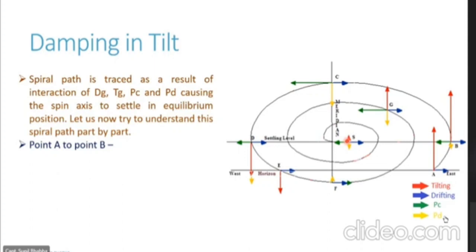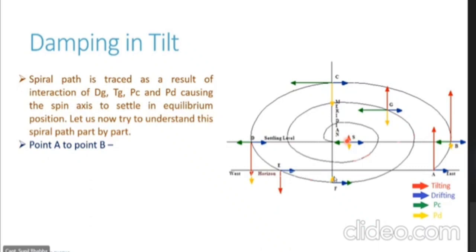Now, beta, if you look carefully, the only new force introduced is the damping precession, that is the yellow color arrow. And you see, the yellow color arrow is always opposing the tilt. At point Bravo, we have an up tilt, yellow arrow is down. At Charlie, up tilt, yellow arrow is down. At Delta, up tilt, yellow arrow is down. And at Foxtrot, we have a down tilt, it is below the horizon, so the yellow arrow is up.